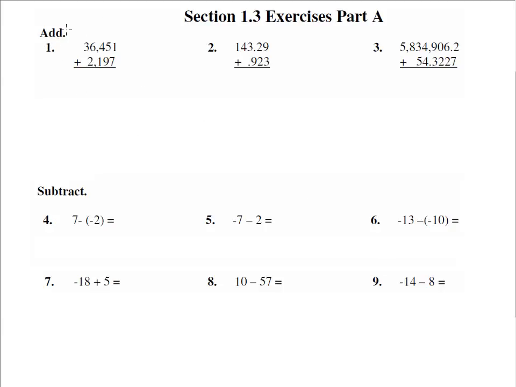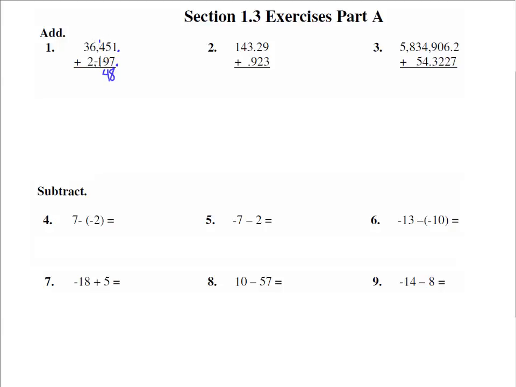Okay, here we go. Add. This is an addition problem of 36,451 plus 2,197. In order to add properly, we line up the decimals. So there's the decimal on that guy, and there's the decimal on that guy. It looks like we're good lined up. 1 plus 7 is 8. 5 plus 9 is 14. So we leave the 4 down here and call that 14. So we carried 10 of them over here.